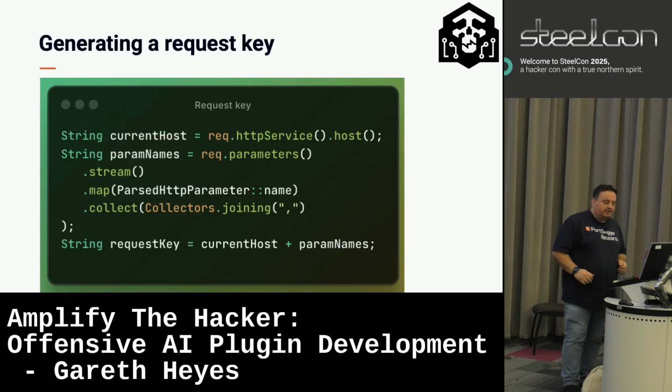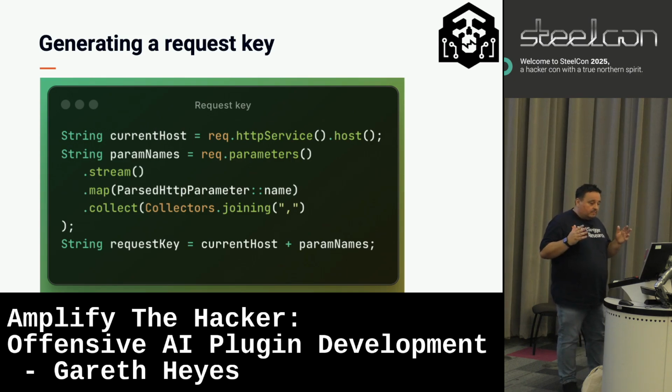So first we need to build the request key to identify the repeater tab you're trying to hack. The key is then used to group your requests for analysis. In the code, we use the current host combined with parameter names to produce the request key.